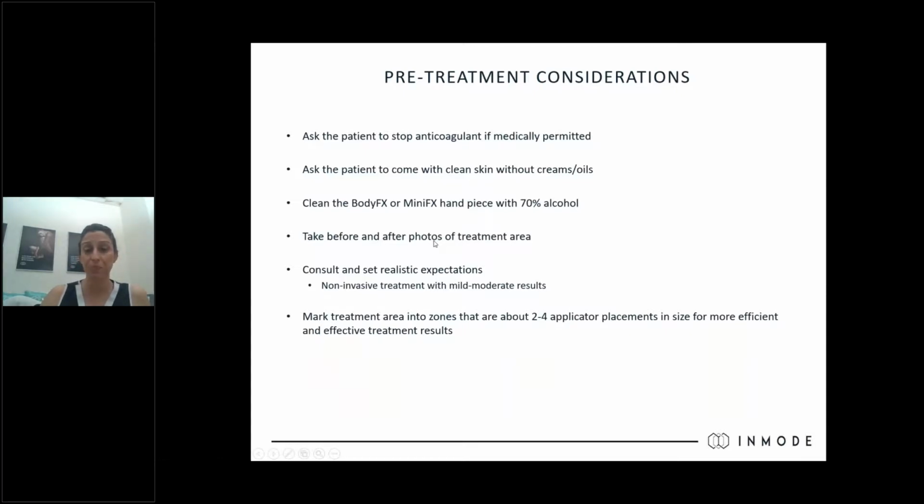If not, then you might want to avoid the treatment because the suction, the vacuum, is quite significant and it may cause some bruises, and we want to avoid that. Okay, before and after pictures, realistic expectations.